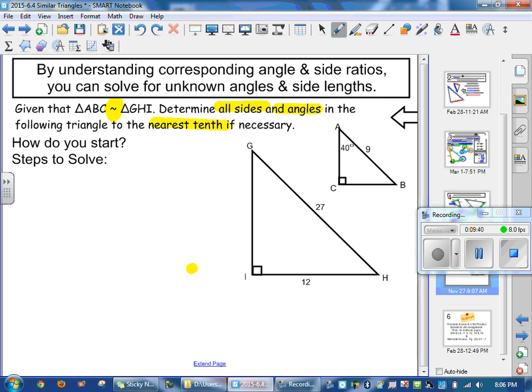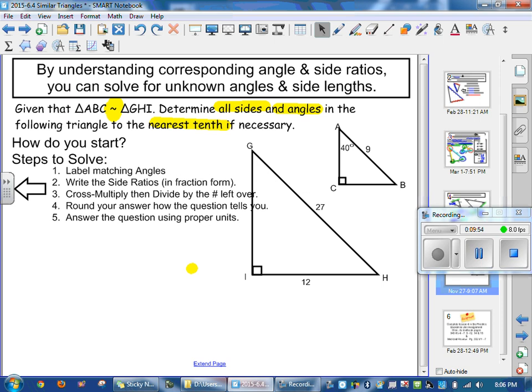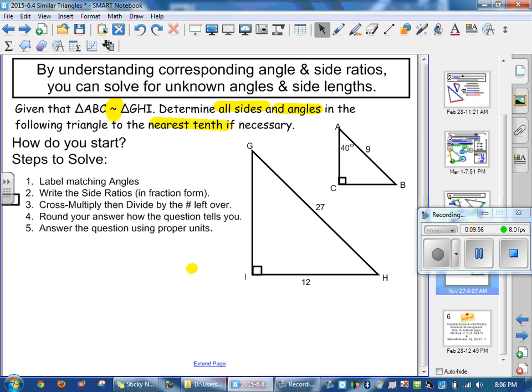So, how do we start? Where do we start here to start solving this stuff? Well, here are our steps. We start by labeling our matching angles. Okay? Label the ones that should match. Then our next step is to write the side ratios in fraction form. If we write them in fraction form, again, we need to put small numbers over big, or you can reverse it and put big over small, as long as they all are the same way.